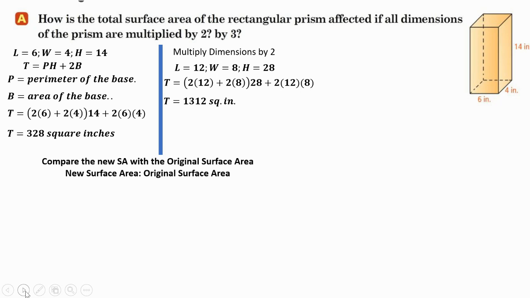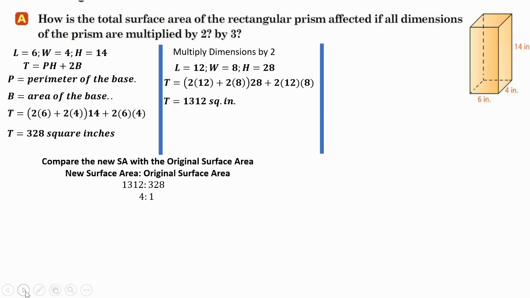So you want to compare the new surface area to the original surface area by ratio proportion. And so 1312 to 328, you have those two dots, that comes out to be 4 to 1. So virtually what you're doing is you're taking 1312 and dividing it by 328.